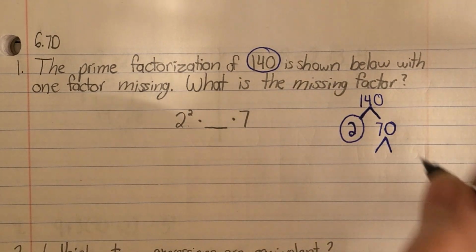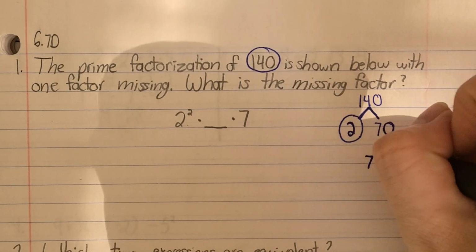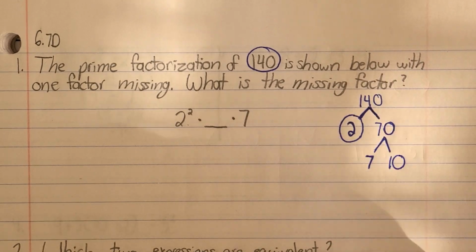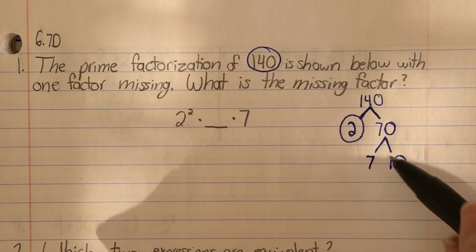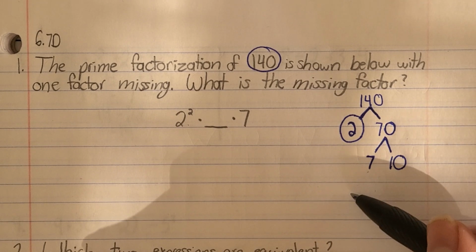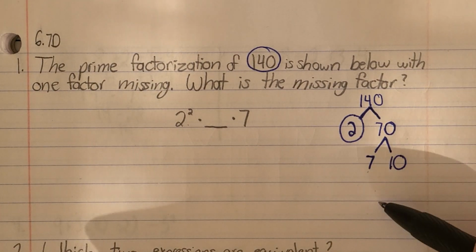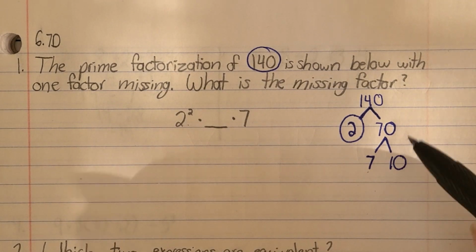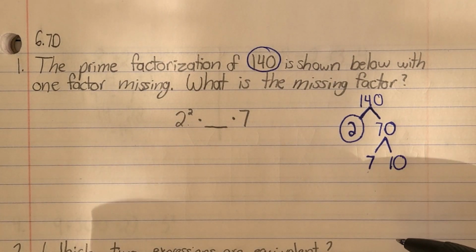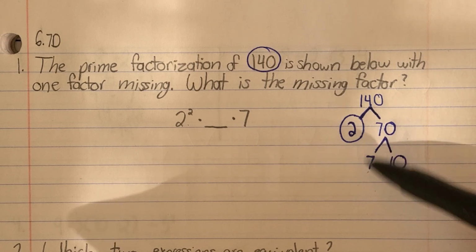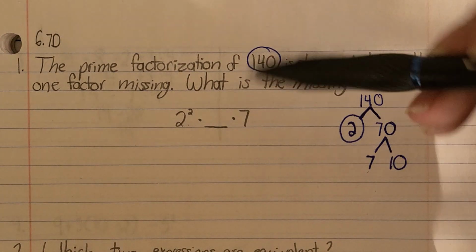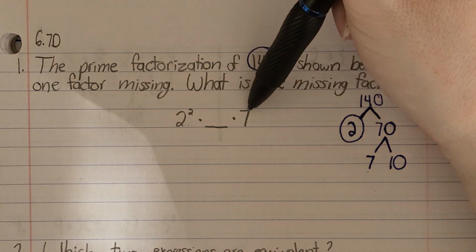Okay, so I know 70 is the product of 7 times 10. Okay? Now you need to decide, can 7 split anymore? And if so, keep going. If not, circle it. Can 10 split anymore? And if so, keep going. If not, circle it. All right, you need to get down to the bottom. And then all of your circled numbers are what makes up this exponential form.